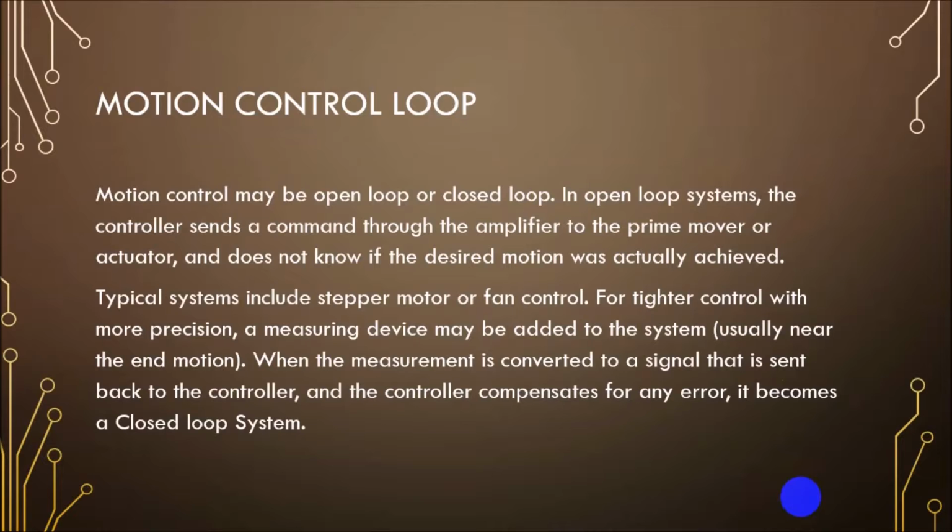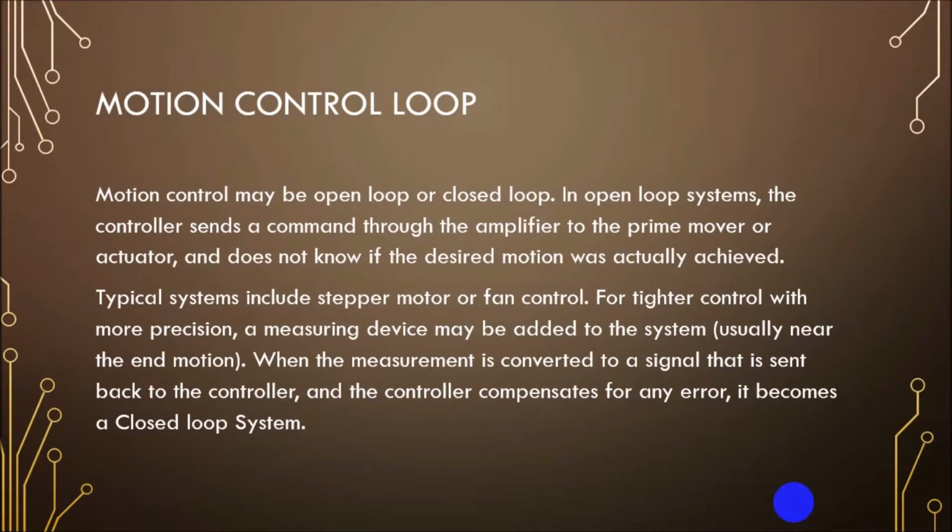I'm going to explain about motion control loop. Motion control may be open loop or closed loop. In an open loop system, the controller sends a command through the amplifier to the prime mover or actuator and doesn't know if the desired motion was actually achieved. Typical systems include stepper motor or fan control.